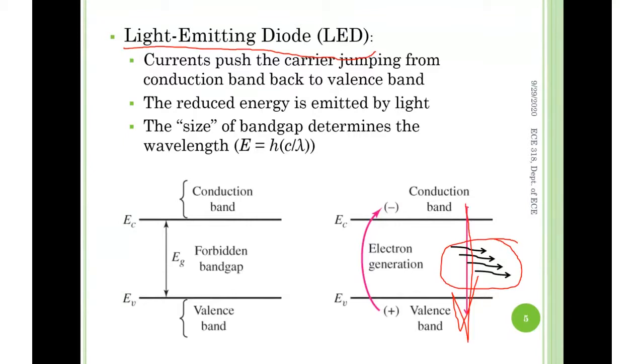The energy of the semiconductor is going down, jumping down. Then you're obviously releasing energy to achieve that, right? So it's pretty much the current pushing the carrier from the conduction band back to the valence band. It's releasing the energy in the form of light. This is what LED does. So once again, the size of the band gap matters. It means a different level of energy you're able to release.